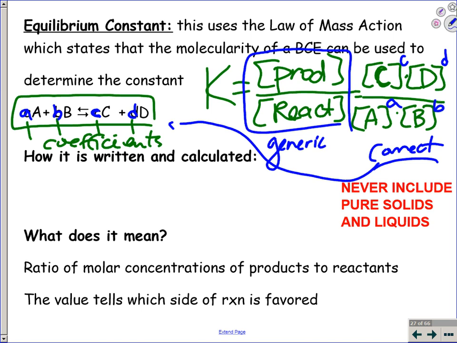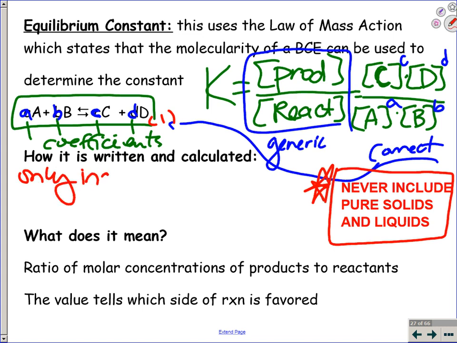And then yesterday you guys wrote down what to include and what to exclude. This is one of the bigger points. You will never, ever include a pure solid or a pure liquid, like liquid water as a product. You would never include anything pure liquid or pure solid. So that means you only include what? Only include gases and what? One more? Solution, aqueous solutions.